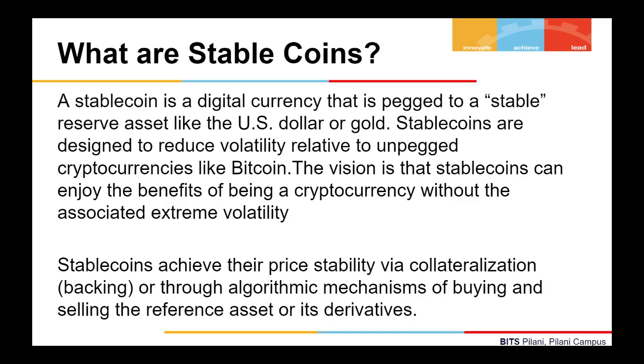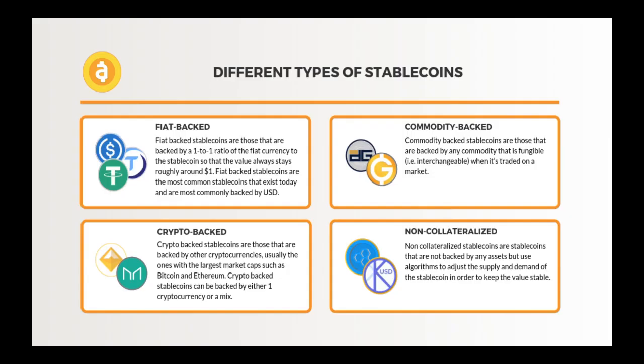So let's see how stablecoins achieve their price stability via collateralization or through an algorithmic mechanism of buying and selling the reference asset or its derivative. Now that we know how a stablecoin operates, let's have a look at the different types of stablecoins. Stablecoins can be classified into four types, namely fiat collateralized stablecoins, commodity collateralized stablecoins, crypto collateralized stablecoins, and non-collateralized stablecoins. Now let's deep dive into each of these classifications.